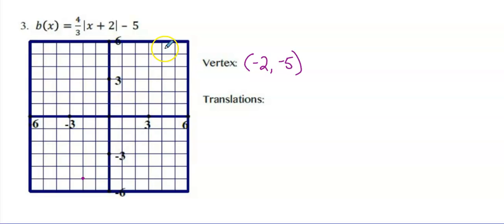The translations, let's see, we've got 4/3, which is greater than 1, so you don't even have to worry about that really, because if you just graph the slope from the vertex, then that's all you need to do. It opens up, so we can go up 4 and over 3. And on the other side, same thing. Just want to mirror it. And then just join those points.